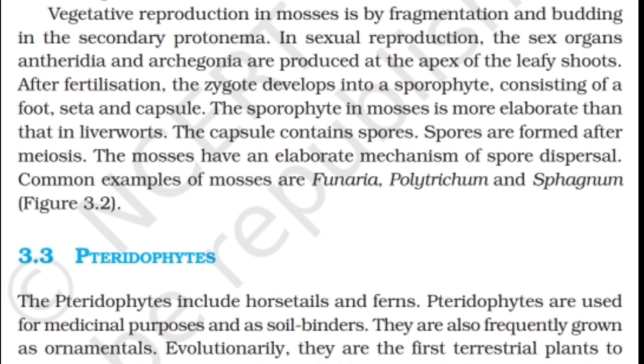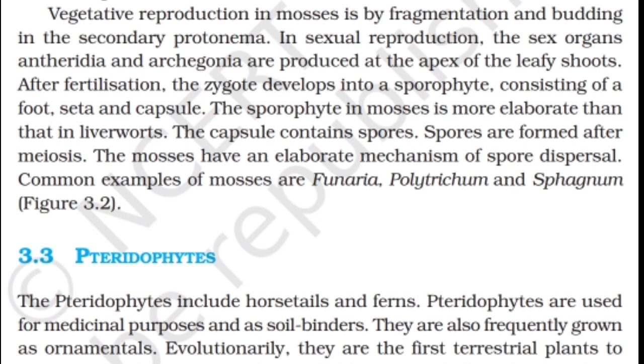After fertilization, the zygote develops into a sporophyte consisting of a foot, seta and capsule. The sporophyte in mosses is more elaborate than that in liverworts. The capsule contains spores. Spores are formed after meiosis. The mosses have an elaborate mechanism of spore dispersal. Common examples of mosses are Funaria, Polytrichum and Sphagnum (Figure 3.2).